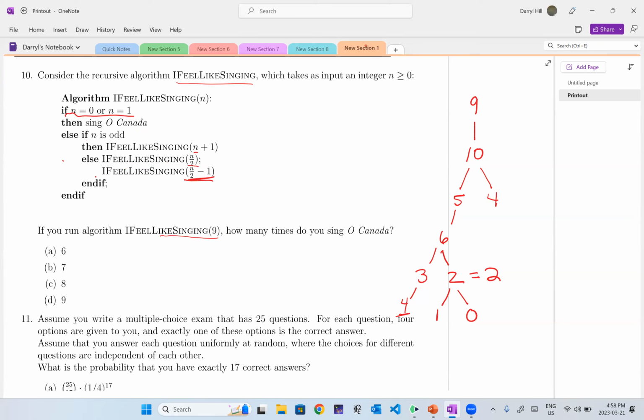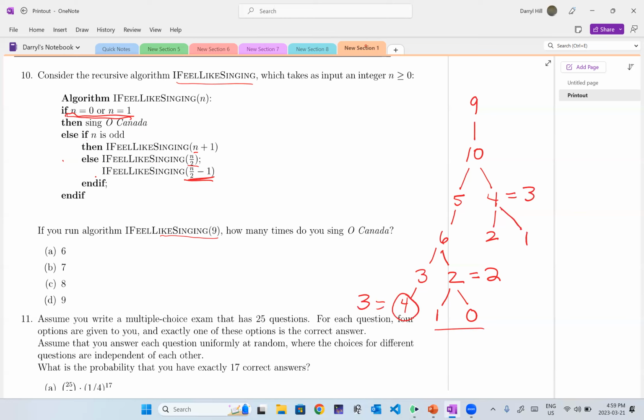4 is even, so I call n over 2, which is 2. Okay, so I sing O Canada twice there, and then n over 2 minus 1, which is 1. I sing O Canada once there. So the number of times I sing O Canada here is 3. Which means this branch here, also 3. And so basically I expand it until I see all of the leaves, all of the base cases.